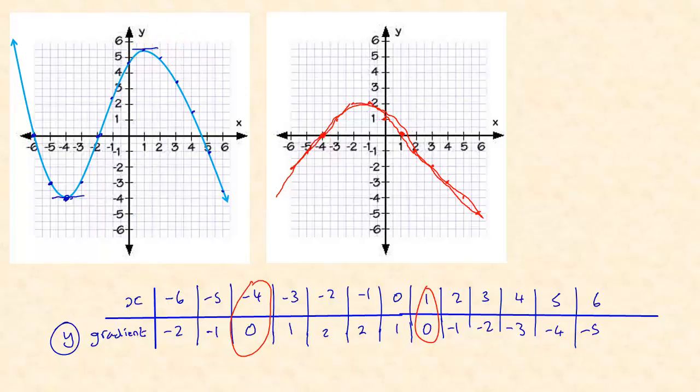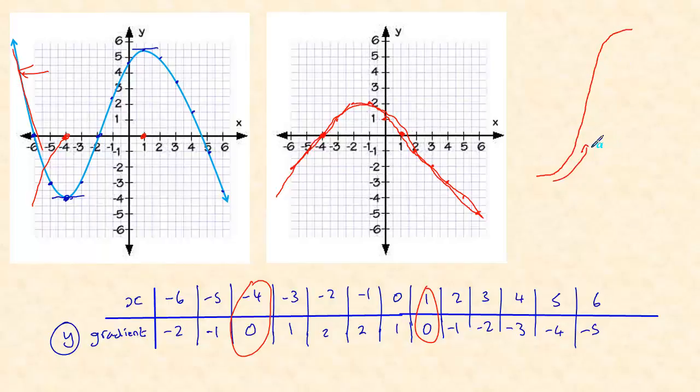And so 0 at the turning point, 0 at the turning point. The gradient along here is negative, and it's steep as we go this way. So it's going to be more negative down here, and then it's going to come in towards 0. Then along this section, the gradient is positive. And initially, if we just look at it over here, it's at the minimum turning point and it comes up to the maximum turning point.